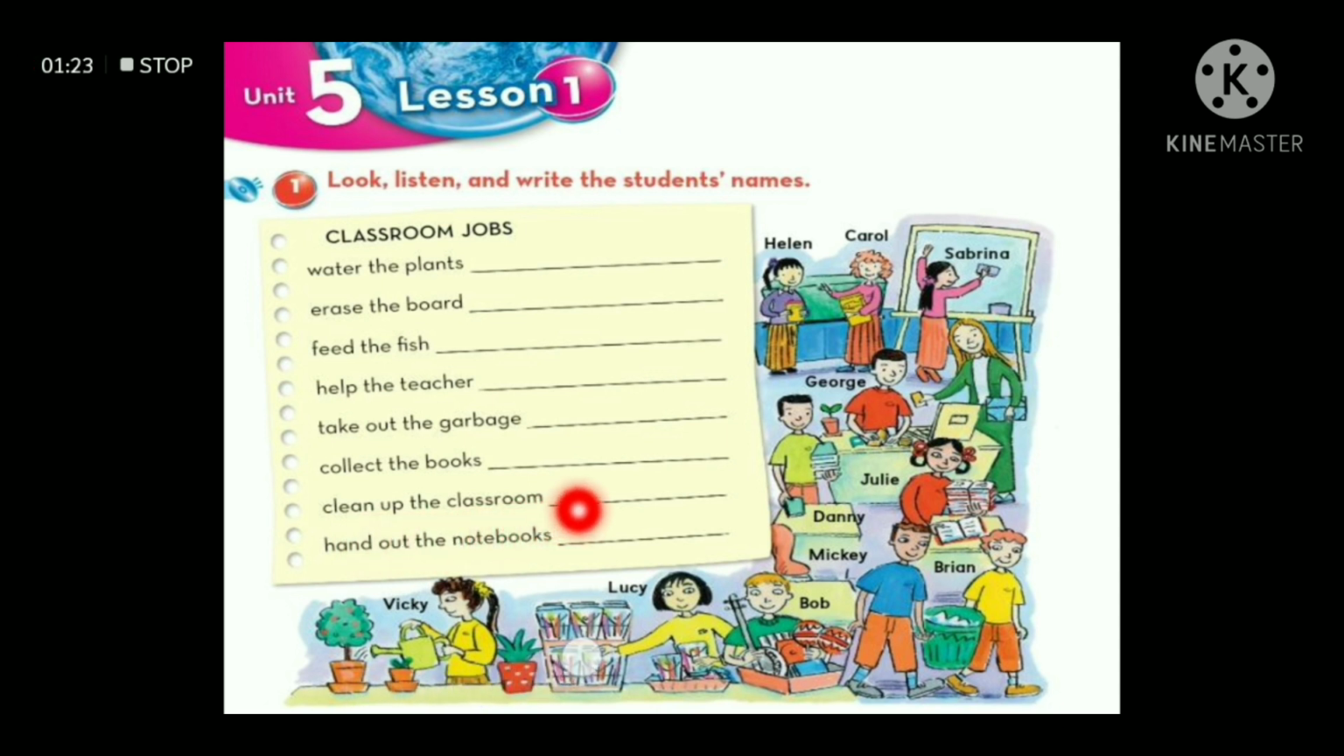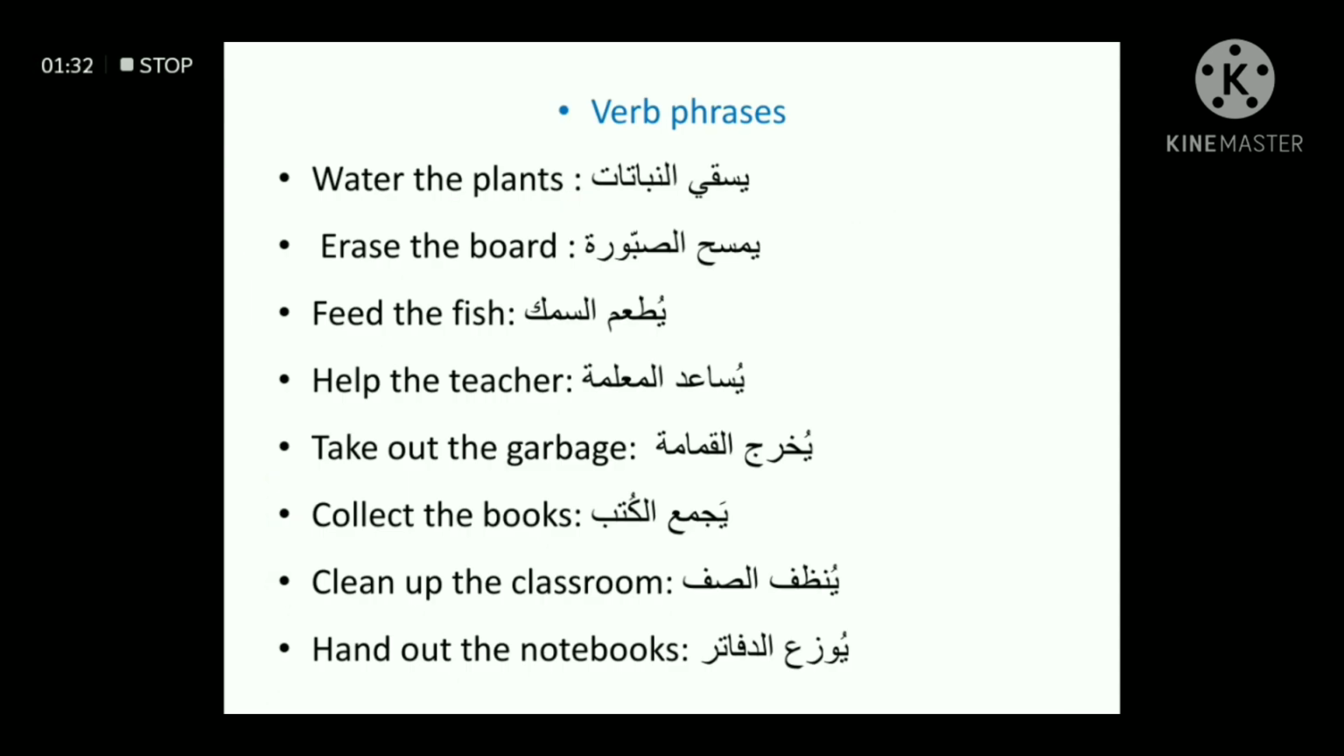So we are going to write the student's name beside each one. But first, we're going to discuss their meanings together. We have these, we call them verb phrases, which are phrases that start with a verb. We have the first one, water the plants, meaning to water the plants.